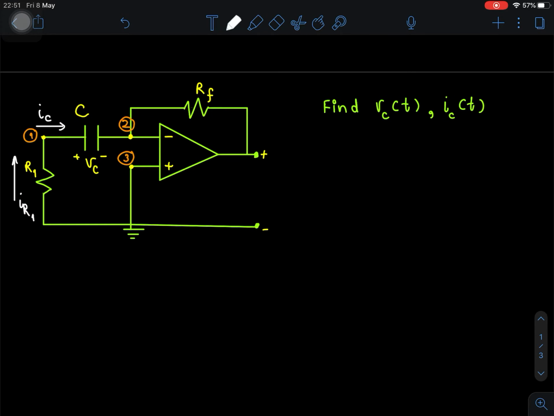Okay, so this is our circuit and we also have a capacitor here. We want to find the voltage across the capacitor and also the current across the capacitor as a time function. First, what do we know?